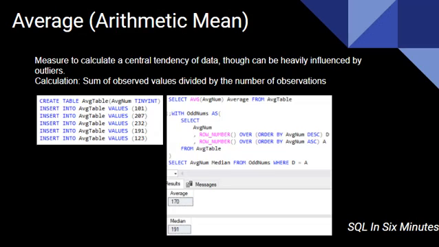But first of all, we have to discuss, well, what is the mean? Average is another name for it. This is a measure to calculate the central tendency or essential tendency of data, though it can be heavily influenced by outliers. It is not considered a robust statistic. The calculation is the sum of observed values divided by the number of observations.